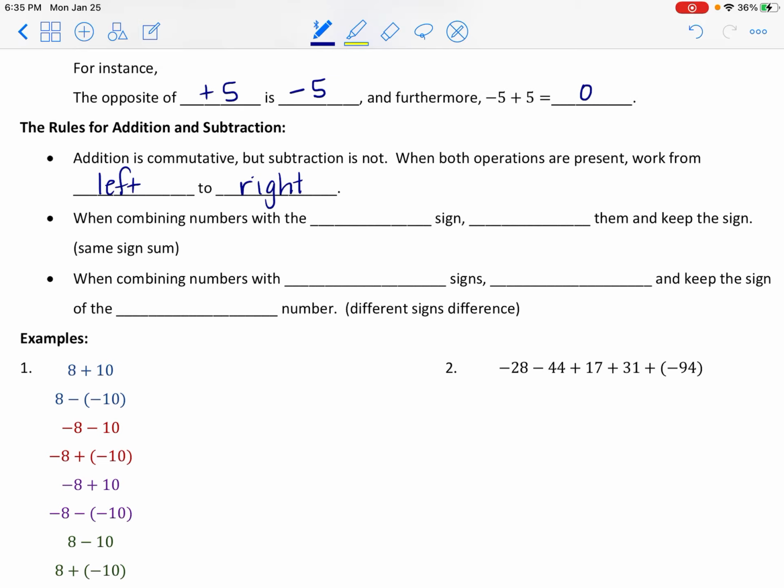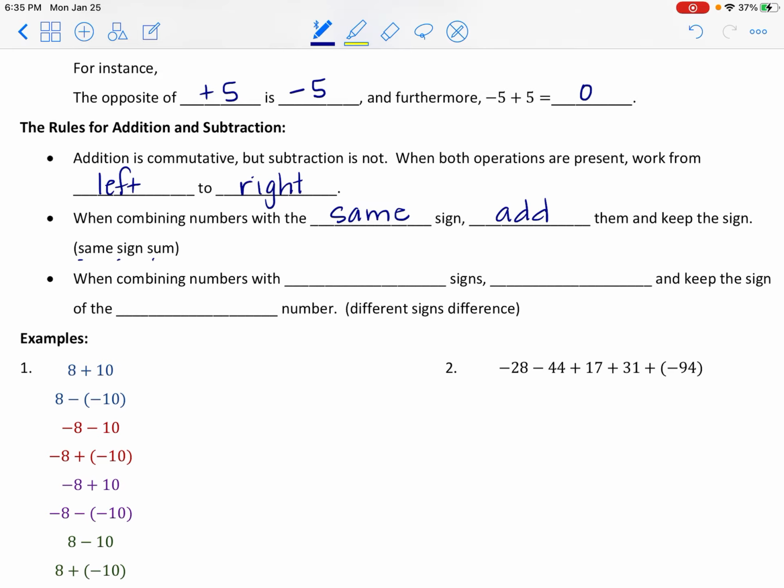the rule is, if you are combining, and I use that word in place of addition and subtraction, so when you're putting numbers together with addition or subtraction, if the numbers have the same sign, so if you're combining a bunch of positive numbers, then you're going to add them and the result will be positive. If you're combining a bunch of negative numbers, you would still add them, but the result will be negative. So when you're combining numbers with the same sign, you're going to add and keep the sign. So I like to remember same sign sum. That's what helps me remember.